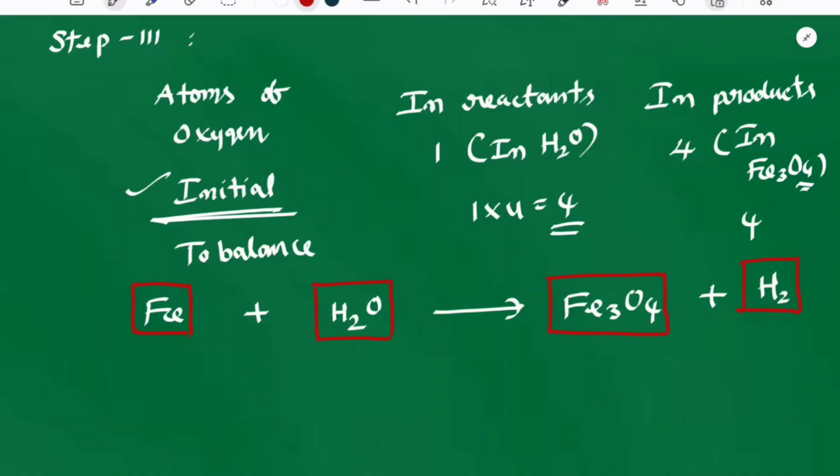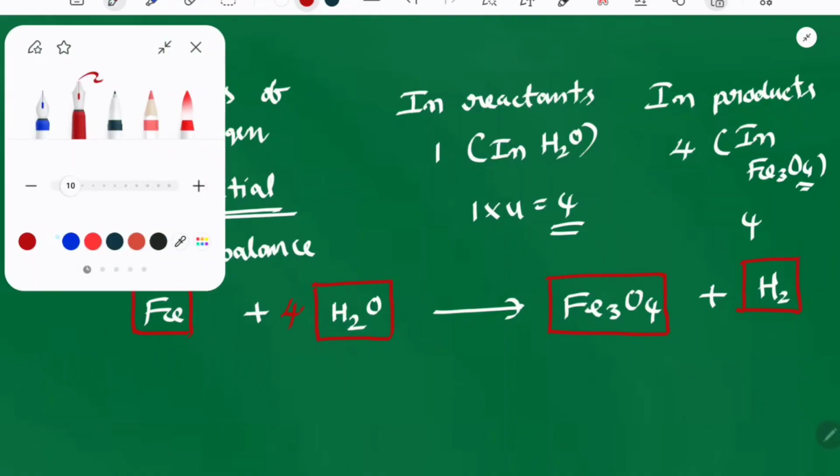So now what can we write? Here oxygen is 4, so you should keep 4: 4 into 1 gives 4 oxygen atoms, and here 4 oxygen atoms. So are the oxygens balanced? Whichever atoms are more, balance those first. Okay, which step is it now? Step 3. Next we go to step 4.